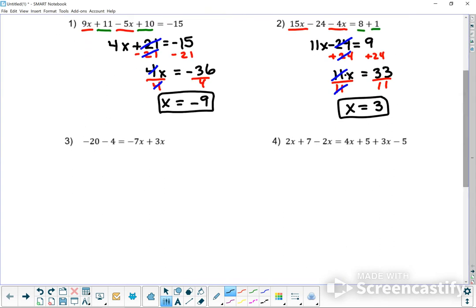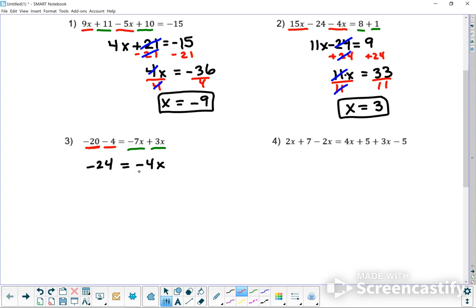Okay. Looks like I can combine negative 20 and negative 4 together. It looks like on this side I can combine negative 7x and 3x together. So this is actually pretty straightforward. This becomes negative 24 equals, and this becomes negative 4x.